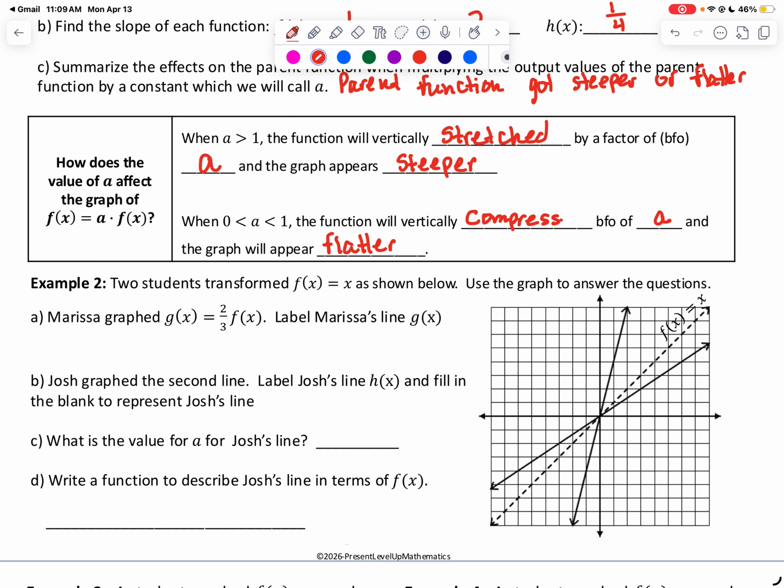Okay, so A bigger than 1, it'll be steeper. A between 0 and 1, it's going to appear flatter. Okay.